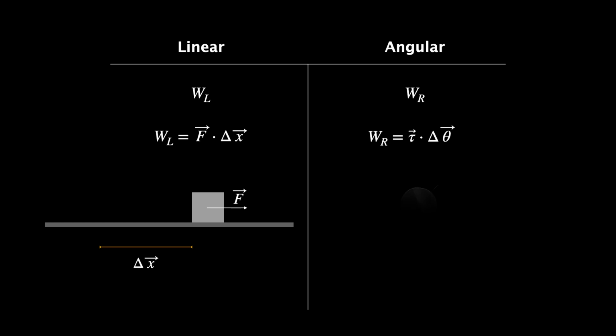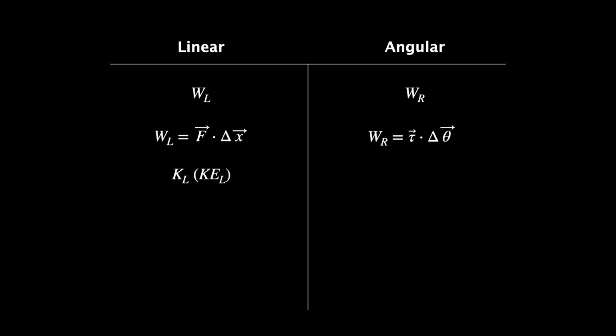What that means is, for a system to do work in an angular sense, a torque has to be produced, which requires some distance from the axis and a force supplied perpendicular to it. Those two things, producing a torque, will cause a rotation, which means there will be some change in angle of the rotating system.